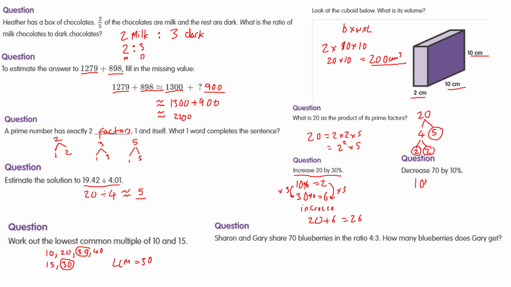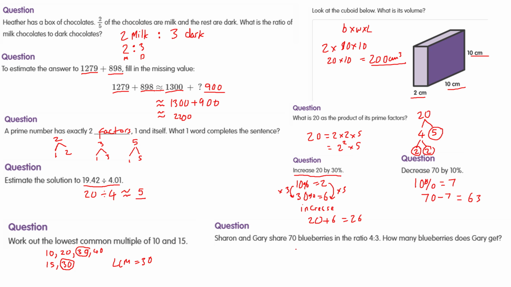So we're decreasing. So what's 10% of 70? 10% equals 7. So then if we're decreasing 70 by 10%, that means we're decreasing 70 by 7. So what's 70 minus 7? That equals 63, and that's it, we're done.